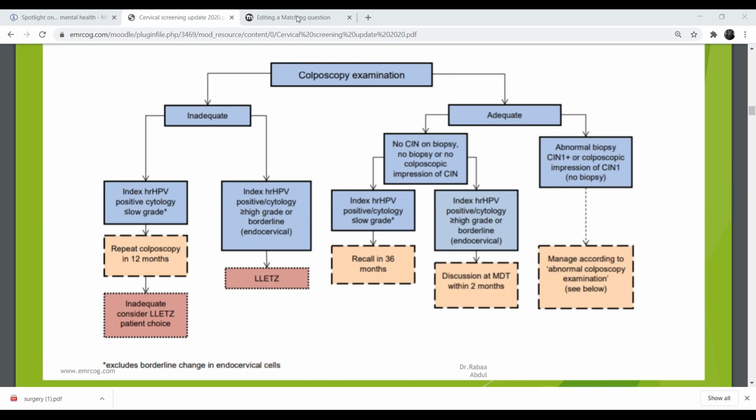While if HPV is positive and cytology is equal to or more than high grade, or borderline endocervical, your answer should be discussion at MDT within 2 months. What is the story of finding borderline endocervical changes? Once you have borderline endocervical cells, you will need to make sure about the presence or nature of those cells, where these cells come from. So what shall you do? Can anybody tell me what you should do if you have endocervical cells?